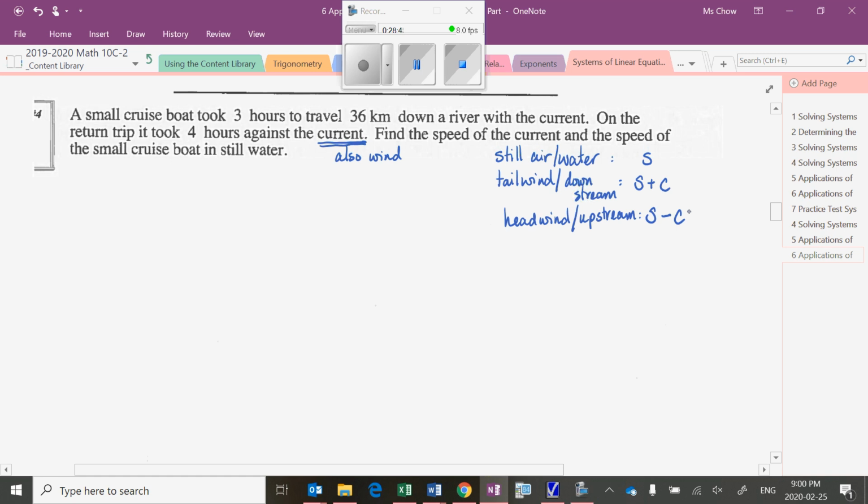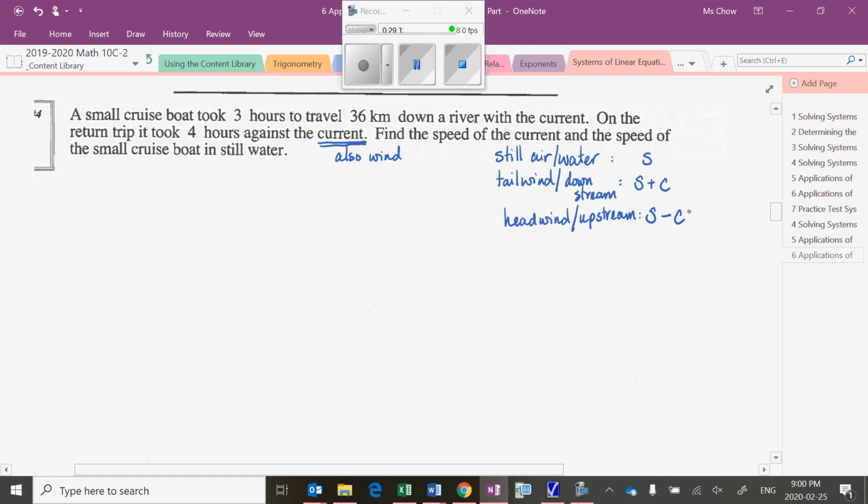And so that's how we need to label: we have to have our speed in still air or still water, and then our current or wind speed, which we add if we are going downstream or with a tailwind, or subtract if we're going into the wind or going upstream. So let's take a look. This is again really handy to use a table.